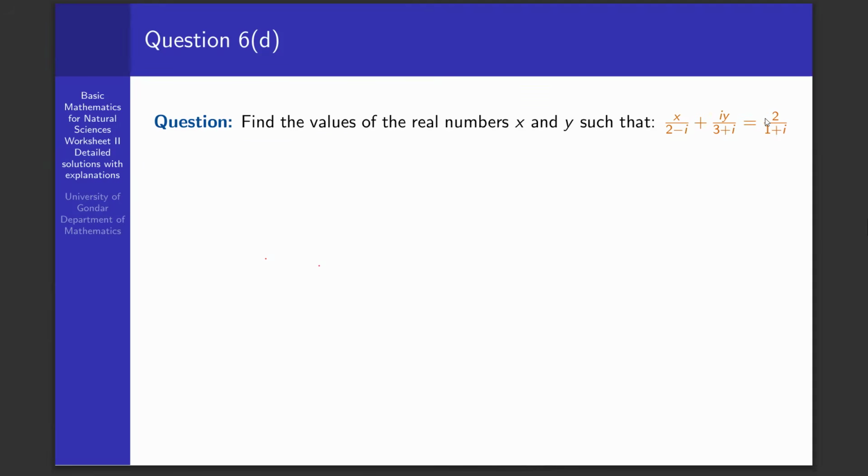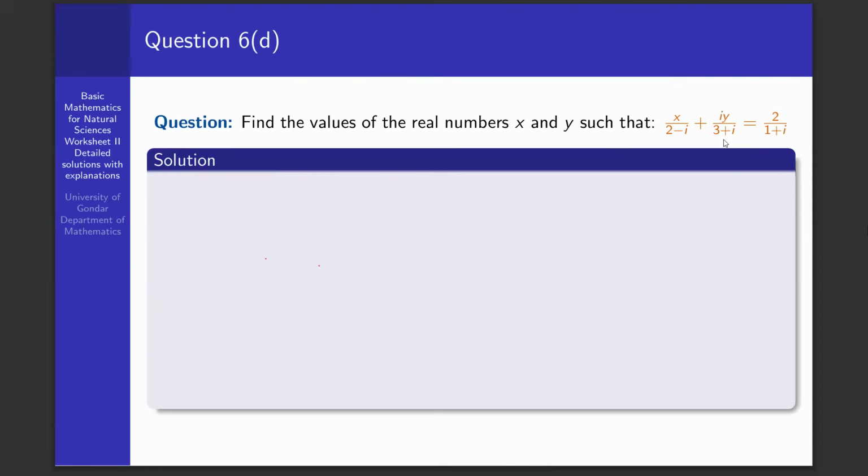The next one is question number 6D. Again, find the values of the real numbers x and y, say that's x over 3 plus i plus yi over 3 plus i is equal to 2 over 1 plus i. A similar procedure to the previous one, with a little more complexity here.